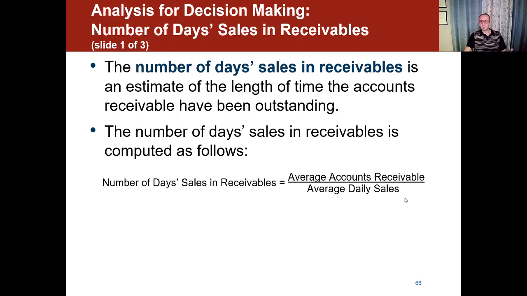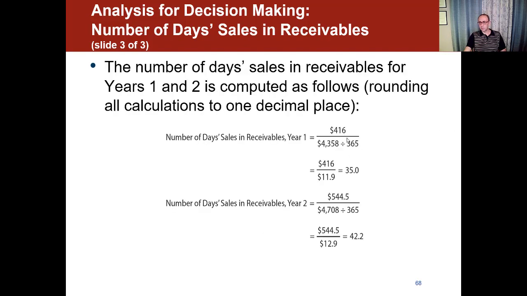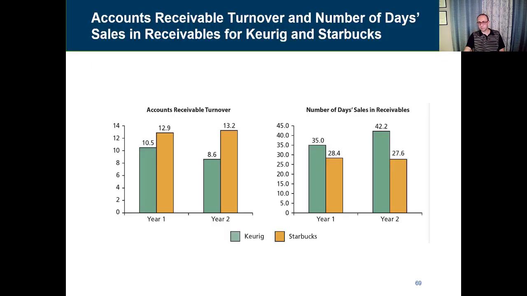And I know some people might think, why are we using 365 now? In the interest calculation, we're using 360. Again, you can use the 360, but for this specific ratio, it's commonly used as 365 days. So again, using the same information, let's run the ratios. And you can see here that we use the 365, and it turns out to be 35 days to collect your accounts receivable under year 1, and it got worse a little bit. It got longer, 42.2 days to collect your receivables in year 2.